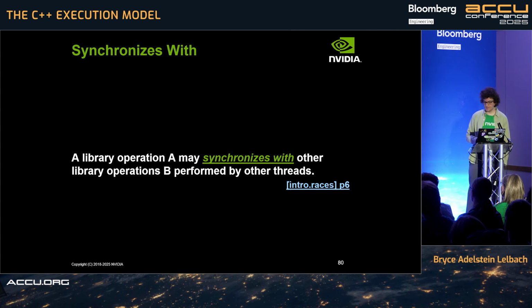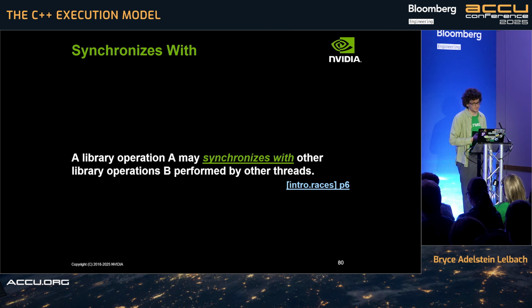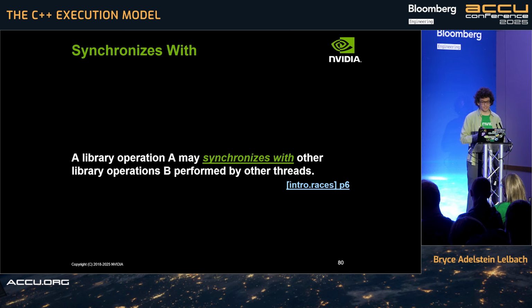So now that we understand the basics of sequencing, we need to introduce 2 more relations to understand how concurrency works in C++. Because remember, we said that sequenced before was a relationship that is only between things that happen within the same thread. So we need 2 relationships to define ordering between things across threads. And the first of those is synchronizes with. So a library operation A may synchronize with other library operations B performed by other threads.